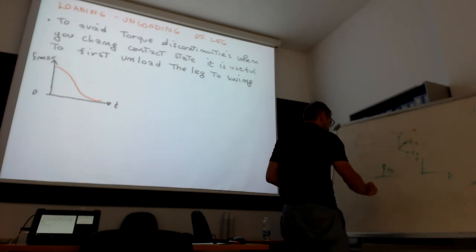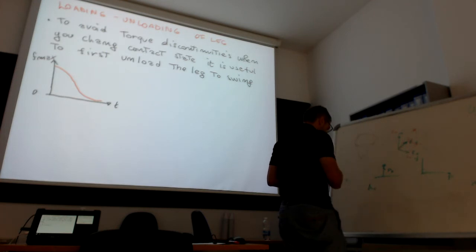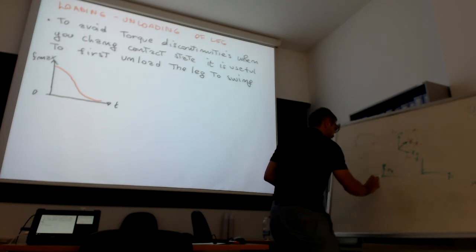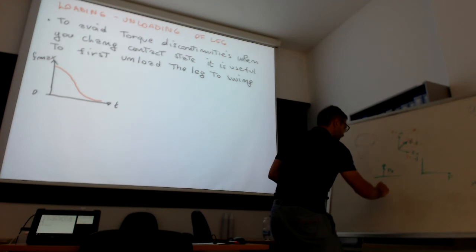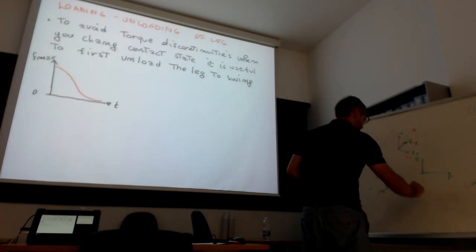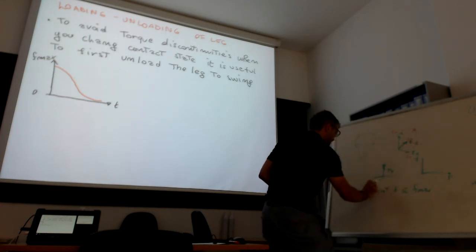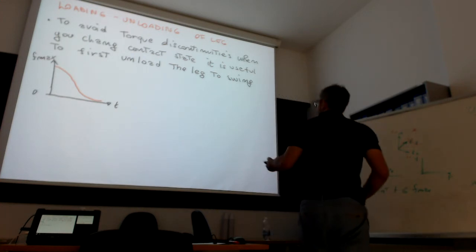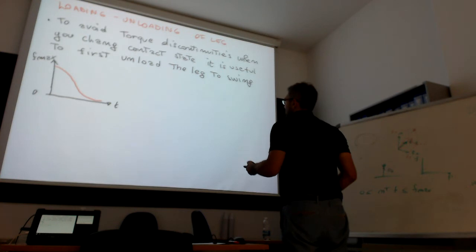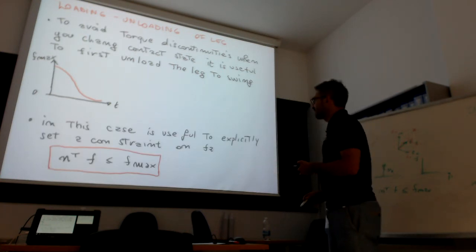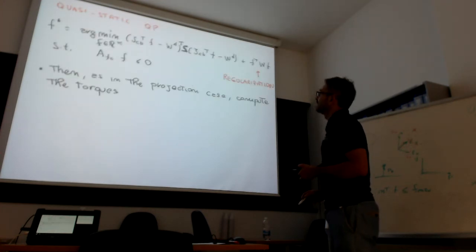In this case, you need to specifically enforce the unilaterality constraint, and which will be like this, and you would say that it's lower than F max and bigger than 0. So you have this F max that changes with time, and then we need to express explicitly a constraint on F delta.